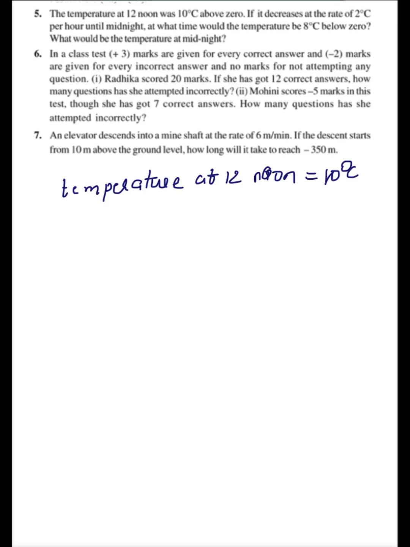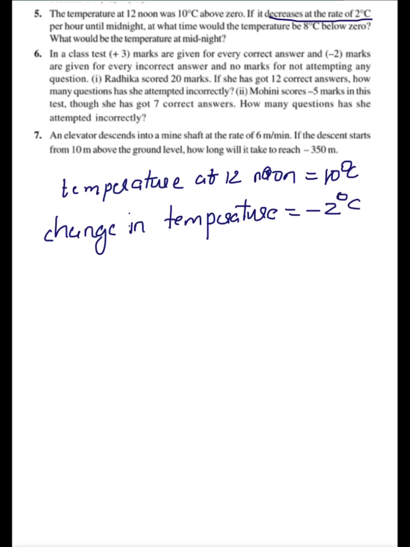Okay, if it decreases at the rate of 2 degrees Celsius per hour until midnight, that means what? What is the change in temperature? It's decreasing at the rate of 2 degrees Celsius per hour, which means there is minus 2 degrees Celsius temperature change per hour. In each hour, there is a change of minus 2 degrees Celsius.